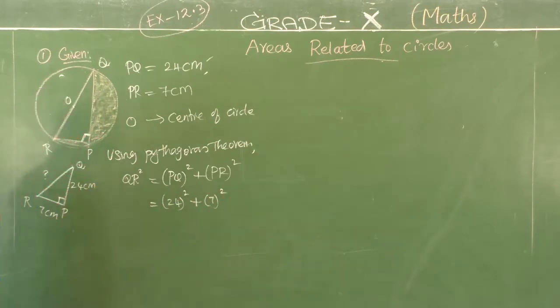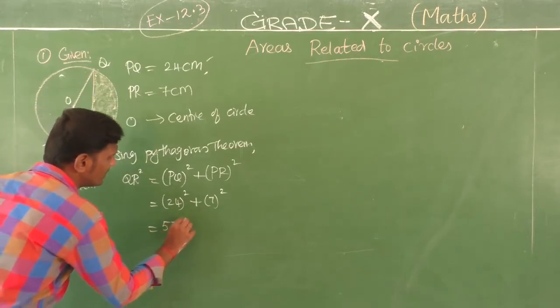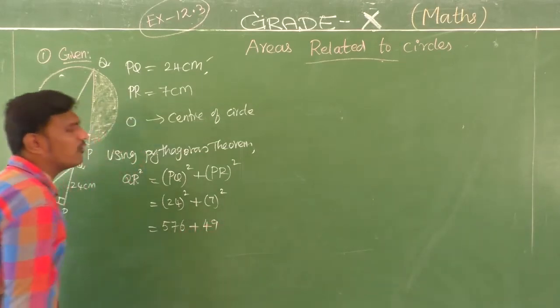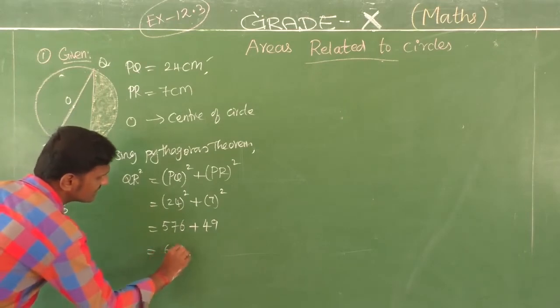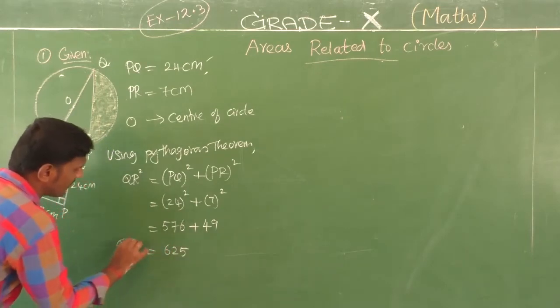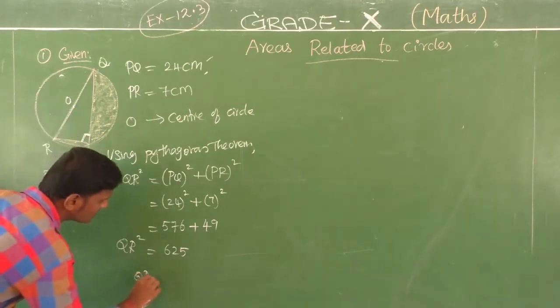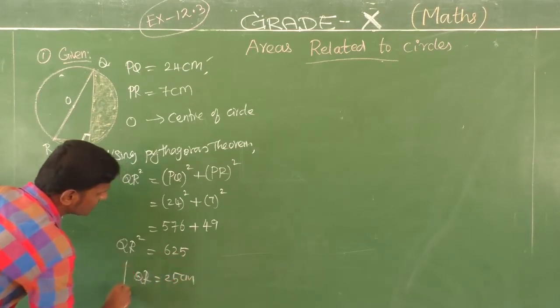Do you know the value of 24 squared? 24 twenty-fours are 576. And 7 sevens are also, you know, 49. If you add these two, you get 625. So this is the value of QR square. I need only QR, so take the square root of 625, which is equal to 25 centimeter.